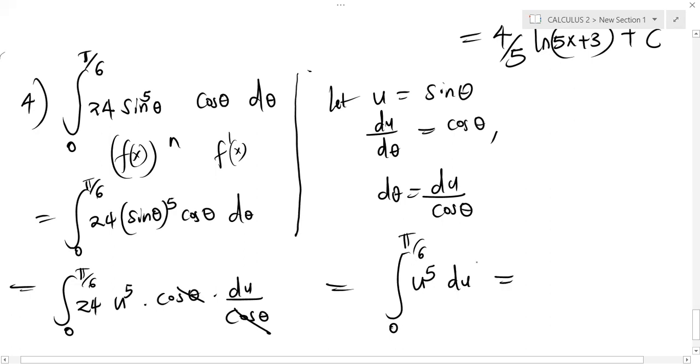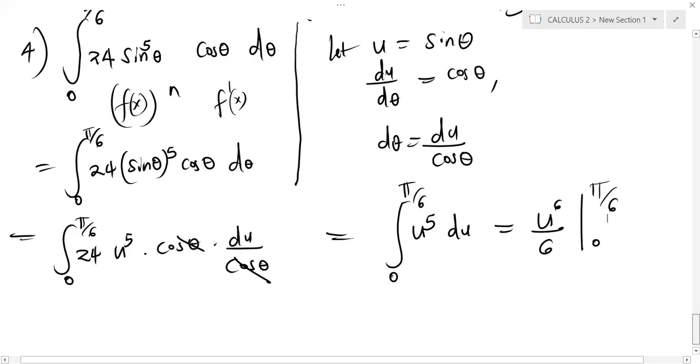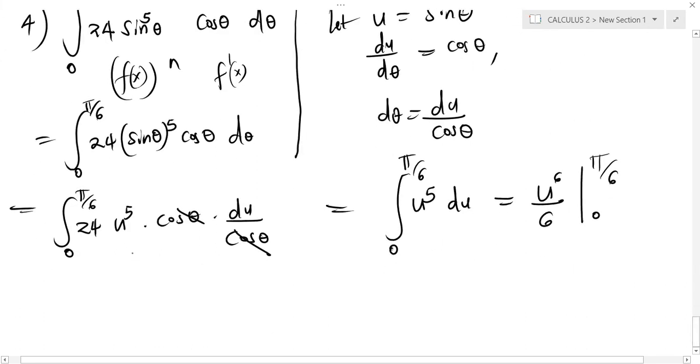And this basically gives us u raised to power 6 over 6, and the integral is from 0 to pi over 6. However, what was the value of our u? Our u was sine theta. So write back your answer. So this will give us sine theta raised to power 6 over 6. We are integrating from 0 to pi over 6. Then you can replace our limits and evaluate.